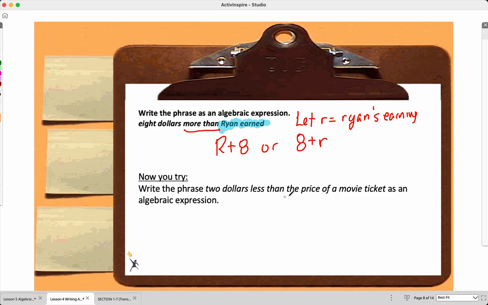Okay, take a moment and see if you can figure out this next one. All right, now that you've taken a look at this, again, you've got $2 less than, there's our key term phrase, and the price of a movie ticket. This is going to be my letter, so I'm going to say X this time, is the price of a ticket. I'm going to just put ticket instead of movie ticket. I'm going to say less than, that was my turnaround phrase that we talked about earlier, so it's going to start with X minus 2 is going to be my answer.